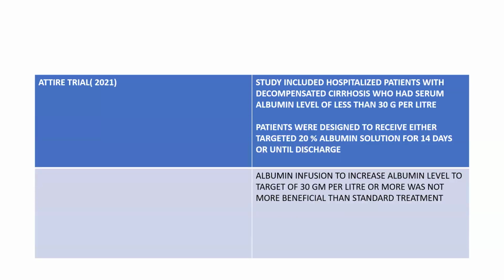Then in 2021, the ATTIRE trial was published, and the study included hospitalized patients with decompensated cirrhosis who had a serum albumin level of less than 30 grams per liter. Patients were randomized to receive either targeted 20% albumin solution for 14 days or until discharge. So this albumin infusion to increase the albumin level to a target of 30 grams per liter or more was no more beneficial than the standard treatment.